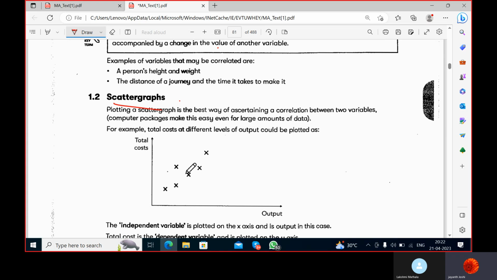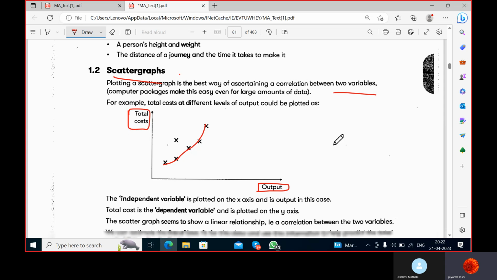This scatter graph is nothing but a graph whereby, generally, we take one of the variables on the x-axis and one of the variables on the y-axis, and we see that some curvature is forming, correct? So what do you understand with this? With this scatter graph, we are trying to see the correlation between two variables. For example, total cost at different levels of output can be plotted.